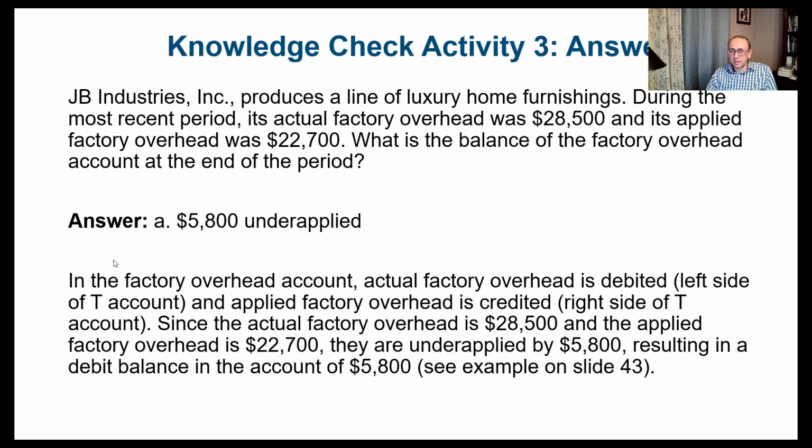So in the factory overhead account, actual factory overhead is debited. Remember, actual is always on the debit side. That's the left side of the T account. And applied factory overhead is always on the credit side, which is the right side of the T account. Since the actual factory overhead is 28,500 and the applied factory overhead is 22,700, they are under-applied by 5,800. This would result in a debit balance in the account of 5,800.